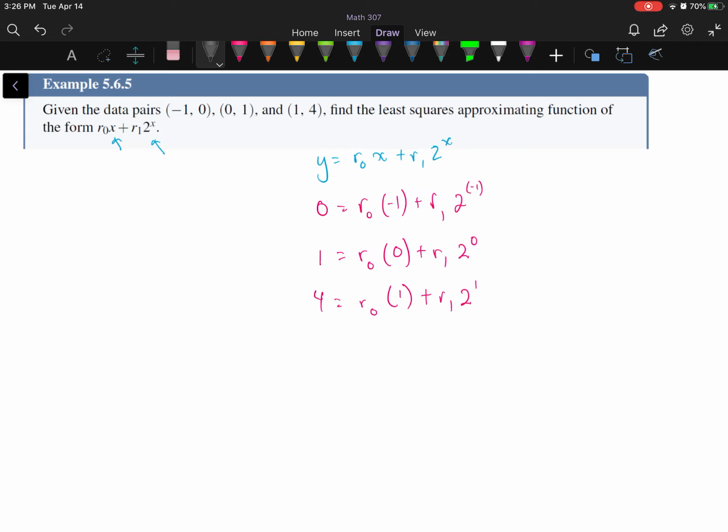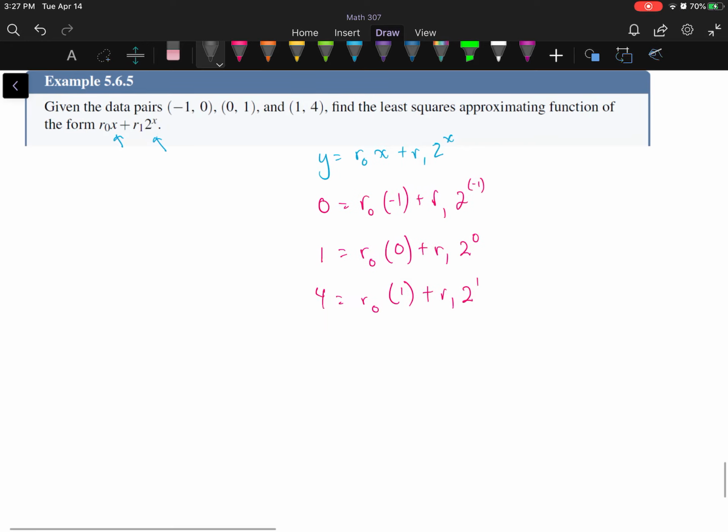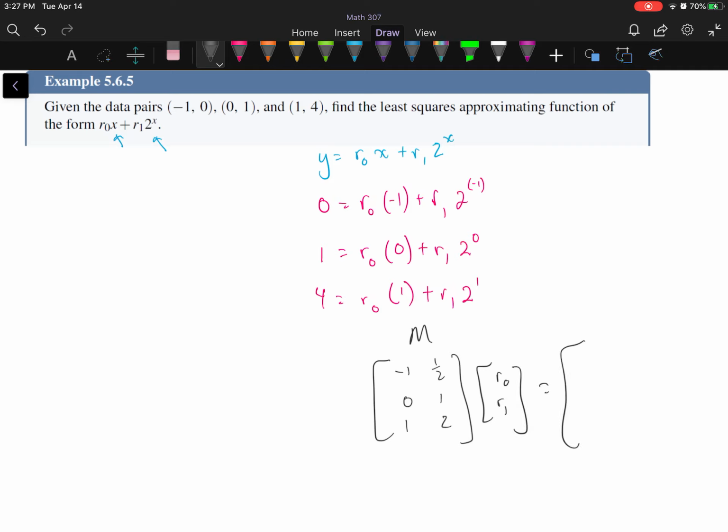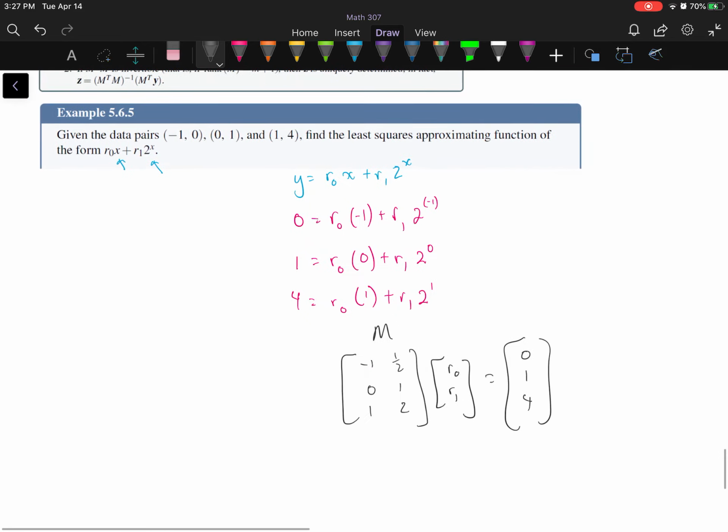And so our matrix would look like -1, 1/2, 0, 1, 1, 2. We'd have R0 and R1 hanging out here. And then we'd have 0, 1, 4 hanging out there. And again, we could use the normal equations to get a best approximation solution for this system.